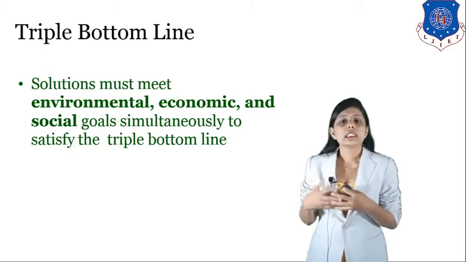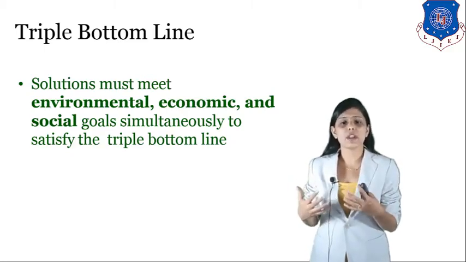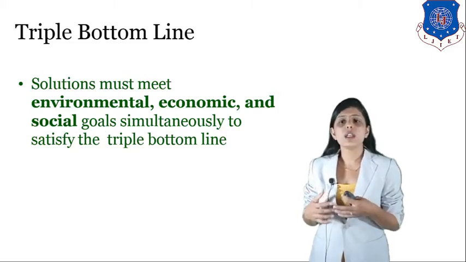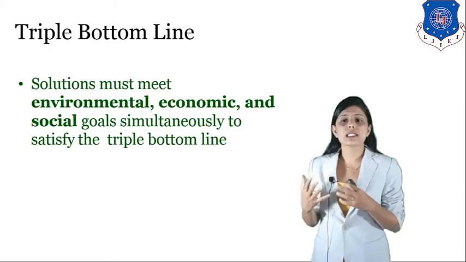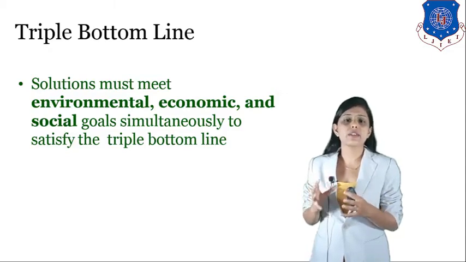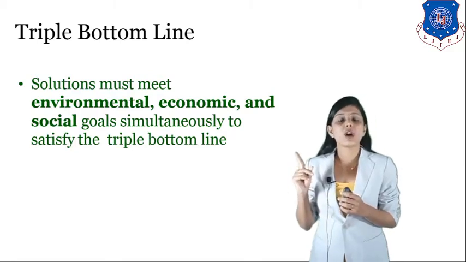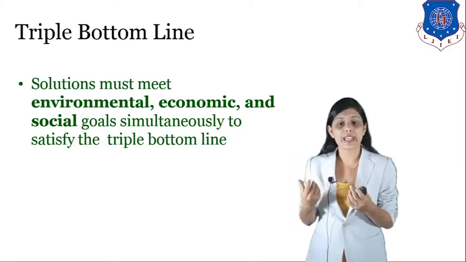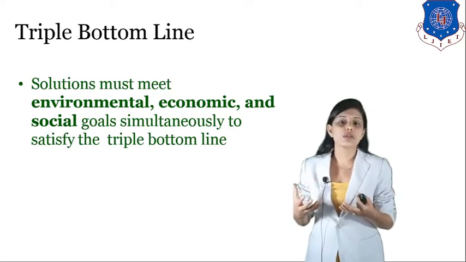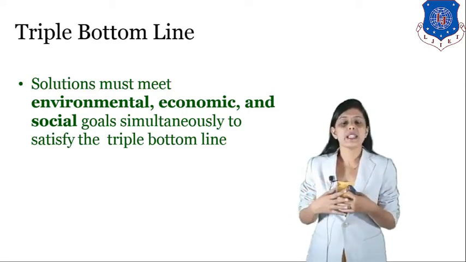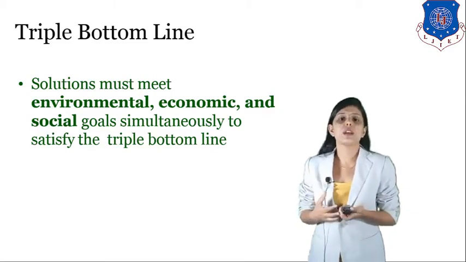Now, what kind of development is sustainable development? It should meet environmental, economic and social goals simultaneously to satisfy the triple bottom line. So environment should also be satisfied, economically it should also be feasible, financially it should not be costing more, and social goals should also be maintained in sustainable development. So socially also it should be feasible.